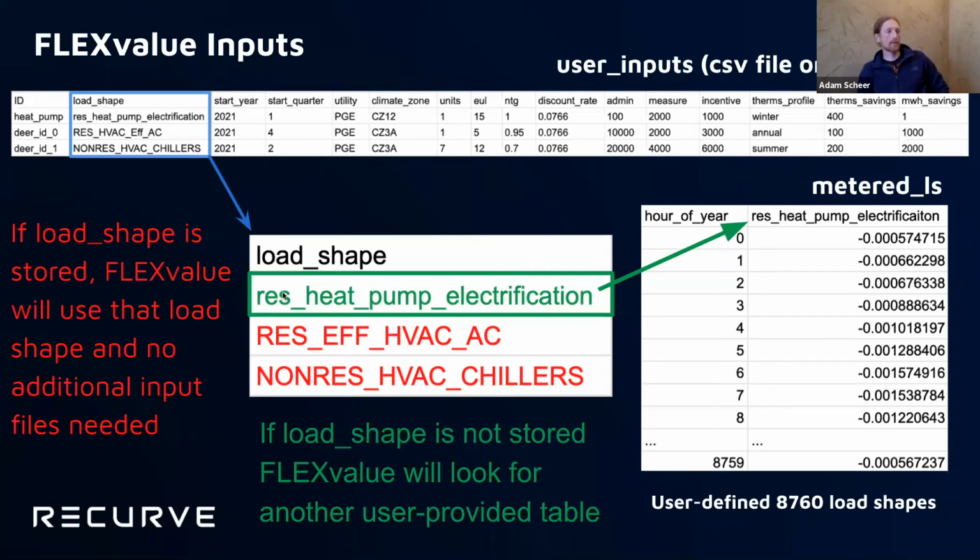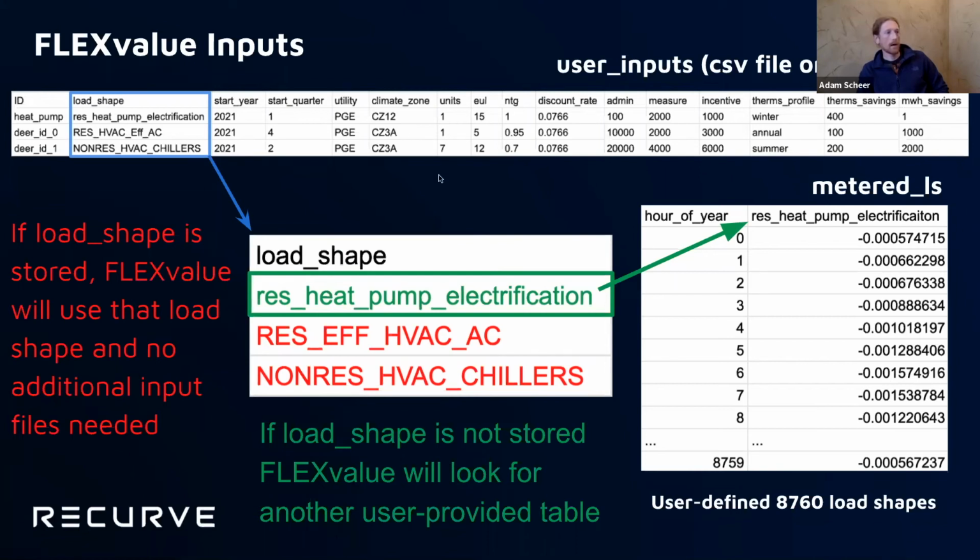In this second file is the 8760 load shape for whatever you want to put in here. So in this case, what I'm showing is actually the load shape for heat pump electrification that we've measured for SMUD. And so this is the impact on the electric grid for an average heat pump installation, replacing a furnace in SMUD territory. And if FLEXvalue doesn't see the load shape as being in the DEER database, then it's going to look for this very same column in the metered load shape table, and then it's going to pull that data directly into the cost effectiveness calculation.